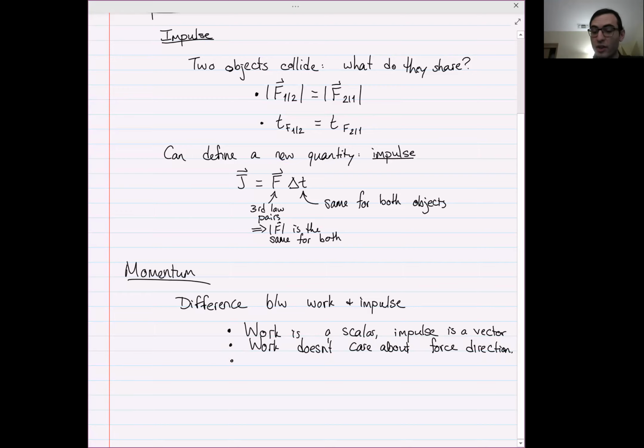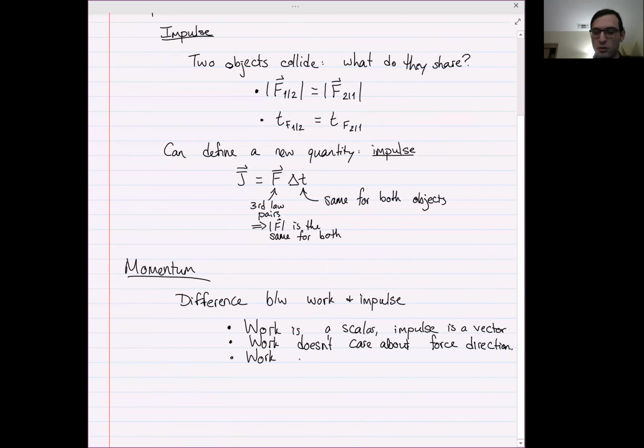Also, work doesn't have a third law equivalent. We talked about that with regards to a ball falling. It pulls up the earth a little bit, but the work done on the ball is not the same as the work done on the earth. However, impulse does.